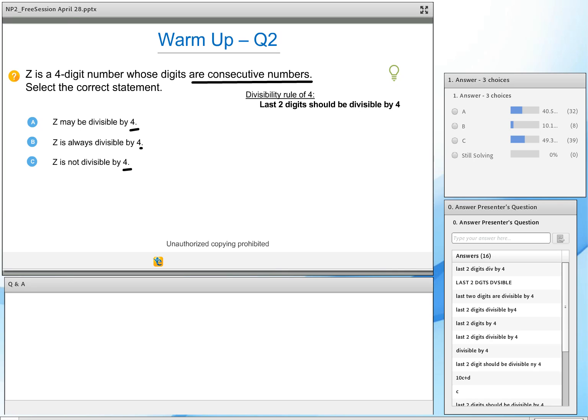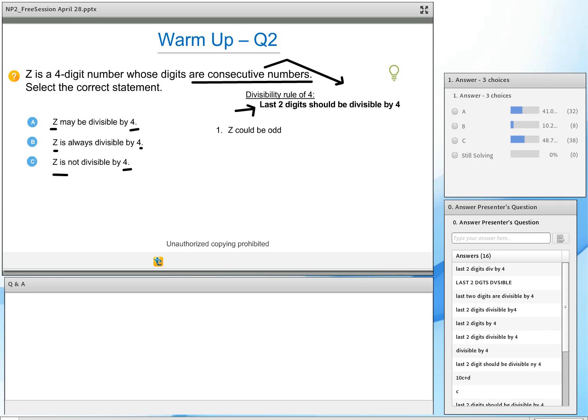But in this case, sum is not what the divisibility rule is. So I need to think about how to process this information, how to convert this information so that I can do my divisibility test and figure out what the fate of z is with regards to divisibility by 4. I can't just blindly apply whatever I did in the previous question. So here I have to consider certain cases, because the divisibility rule of 4 pertains to certain cases.